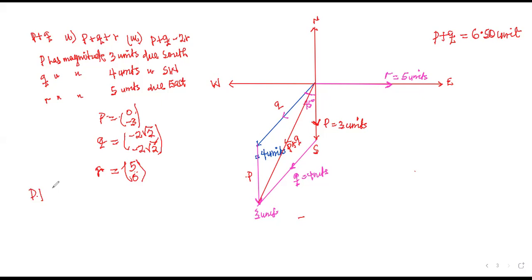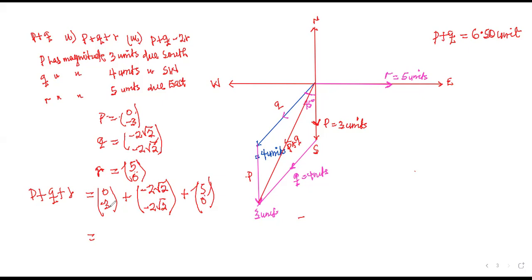So P plus Q plus R means that we need to add all the components. So 0, -3, plus -2 √2, -2 √2. Of course, we can change it to decimal. And then the component of R, 5, 0. Let's add everything.